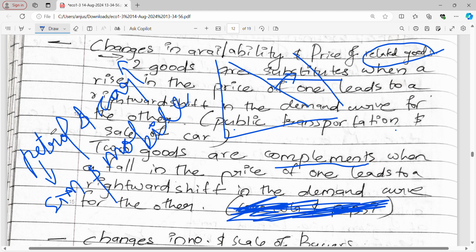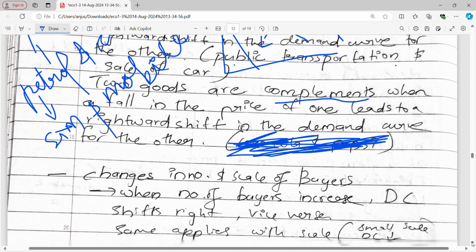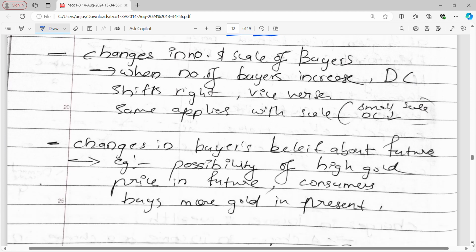When the price of petrol is increased, what will happen? It is not financially okay to go with a car, right? Then the quantity demanded for a car will decrease. People will shift to public transportation. Next is change in number and scale of buyers. When there are more buyers, quantity demanded will increase, and vice versa. Scale is also like that only. Nothing more to describe here.